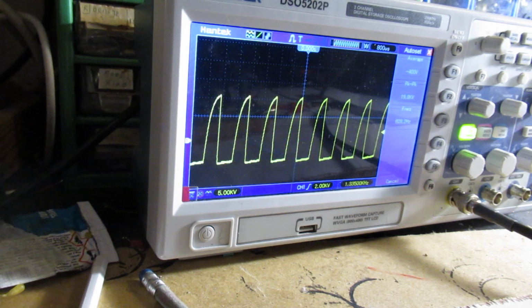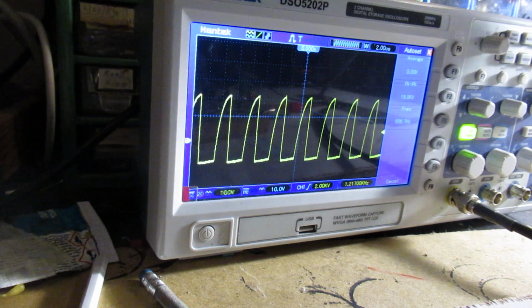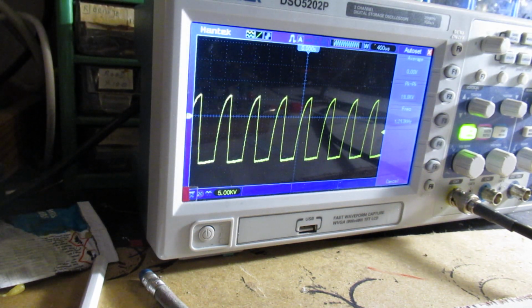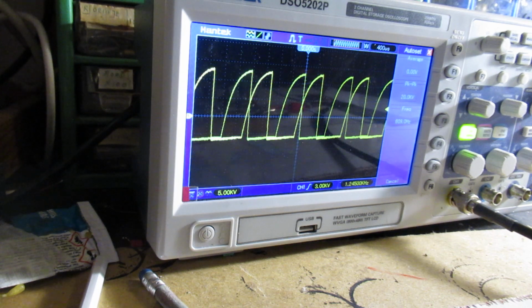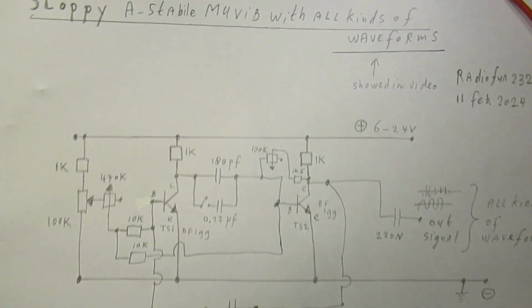Well, let's stop with this kind of good waveform on 1.2 kilohertz. Like I told, it is an oscillator with some possibilities, but on the other hand, very sloppy waveforms.